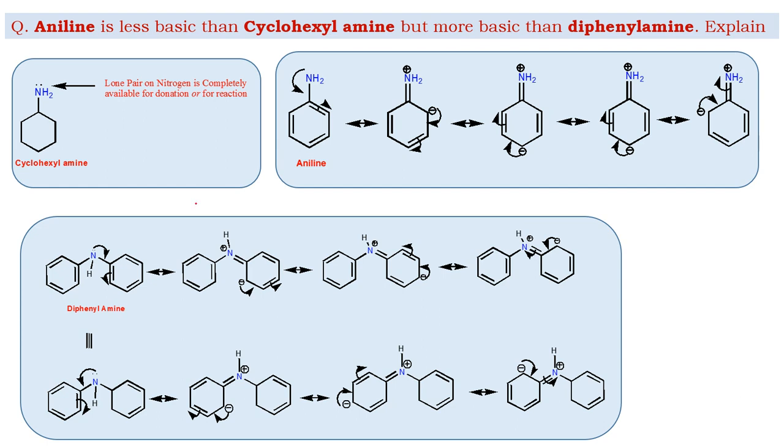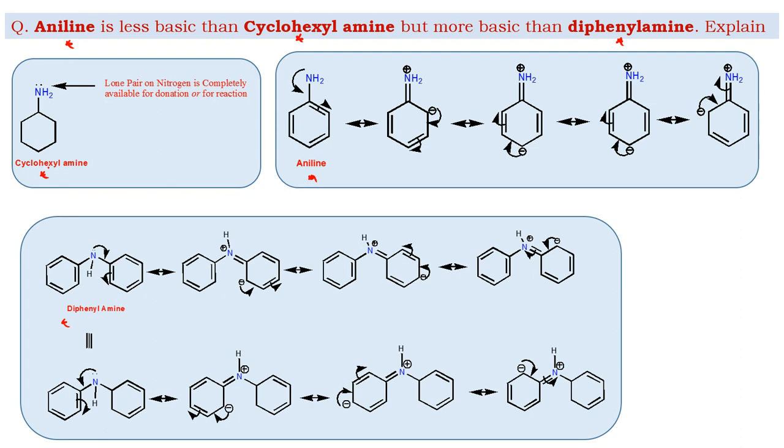This is the last example, and it is quite interesting. Many competitive examinations have covered this example: aniline, cyclohexylamine, and diphenylamine. These are the three molecules you are finding over here: cyclohexylamine, aniline, and diphenylamine. The question is, aniline is less basic than cyclohexylamine. So you are seeing the aniline, which is less basic, and cyclohexylamine is a stronger base than aniline. Why is it a stronger base?